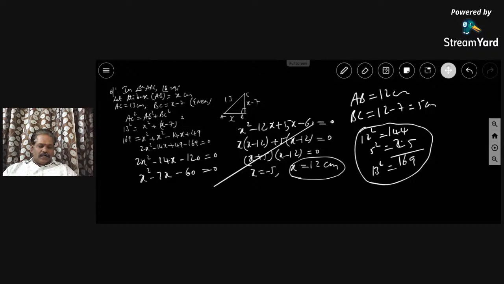Tanish is asking, how to prove root 2 as an irrational number, or solve that one.